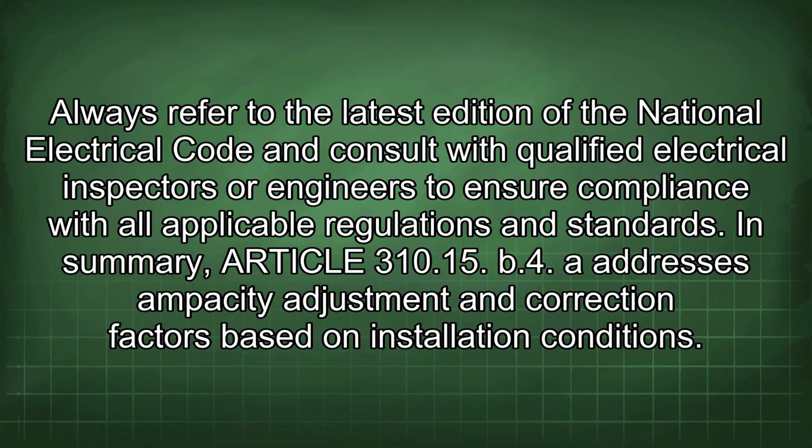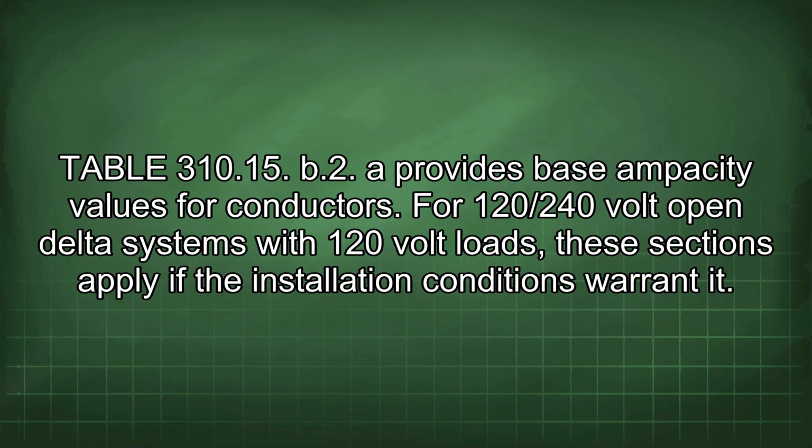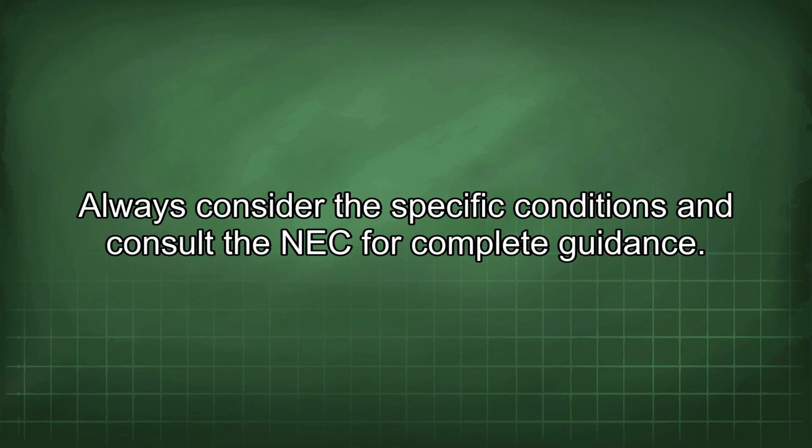In summary, Article 310.15(B)(4) addresses ampacity adjustment and correction factors based on installation conditions. Table 310.15(B)(2) provides base ampacity values for conductors. For 120/240-volt open delta systems with 120-volt loads, these sections apply if the installation conditions warrant it. Always consider the specific conditions and consult the NEC for complete guidance.